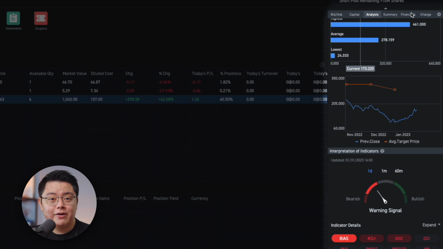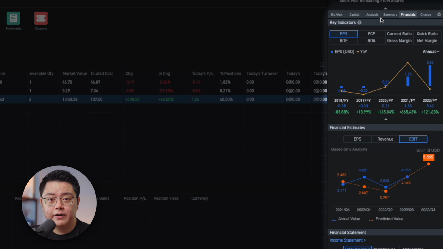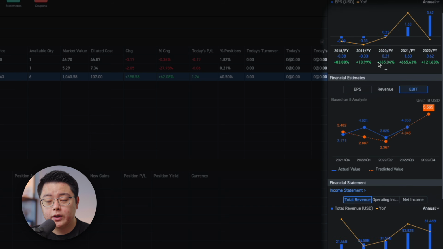And the next step is the financial step, which is basically all your financial ratios like earnings per share, free cash flow, etc. that you can toggle between annual and quarterly. So this, in my opinion, is a super useful feature to get a quick glance of the numbers without scouring through the quarterly earnings report.